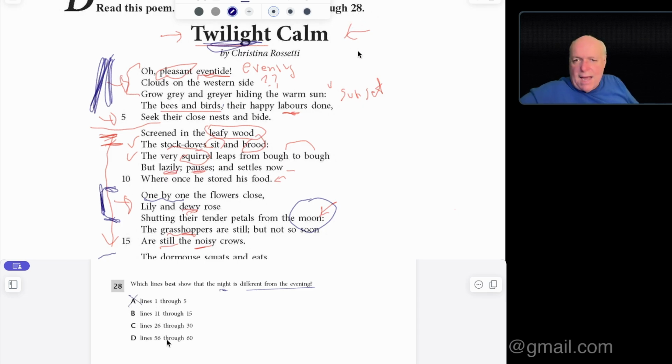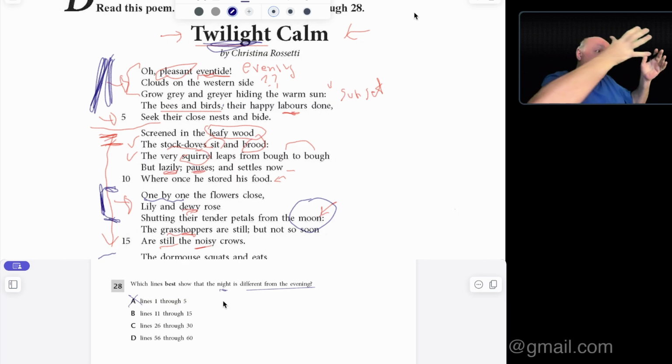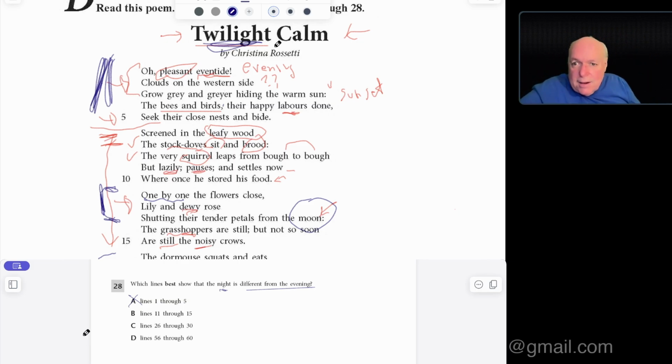And by the way, if this is chronological, it seems like D might be the answer, because at that point we've gone through the whole night, if you will, with this experience that the author is panning through. All right, 11 through 15 is these same lines again. One by one the flowers close, shutting their thing with the moon. The grasshoppers don't move, and that's weird because the grasshoppers are not even chirping. It says they're still. But not so soon are still the noisy crows. So there's things like that going on, and that doesn't seem to be it either.